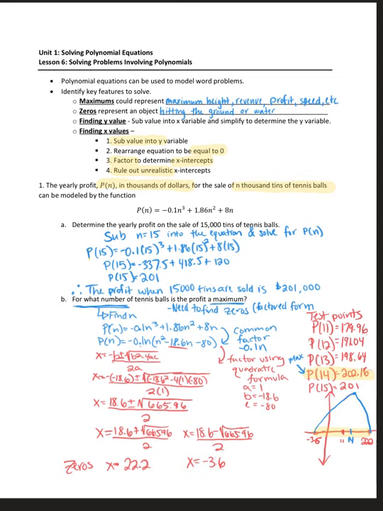So if we want to answer the question, we can say, therefore, the maximum profit, which we can see is at 14,000 tins, or the maximum profit of $202,160 occurs when 14,000 tins are sold.